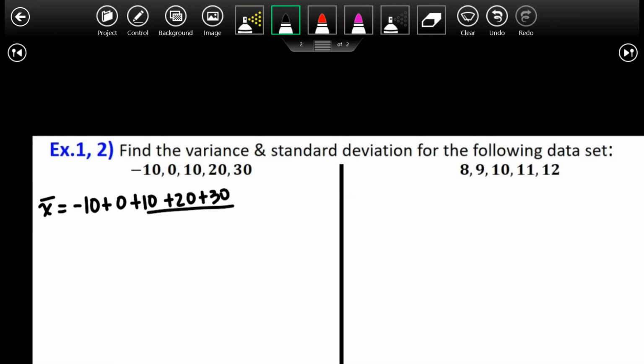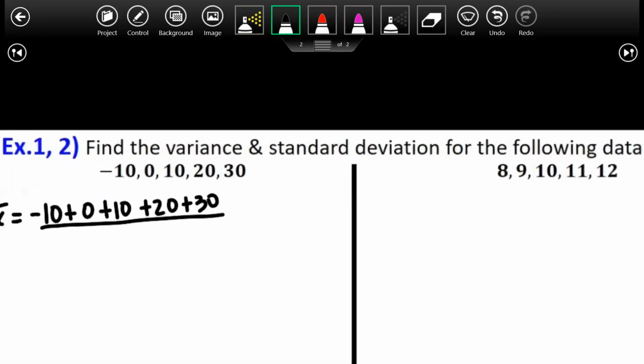In this case, we have only 5 numbers. This makes up the total population of our data set, so you guys will be doing this as well. We have a total of 5 numbers.